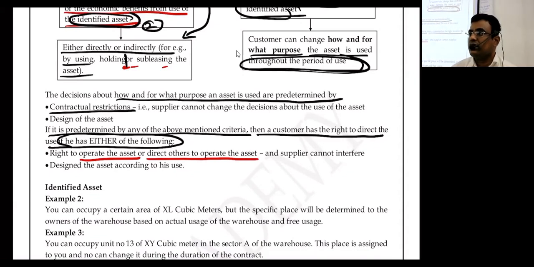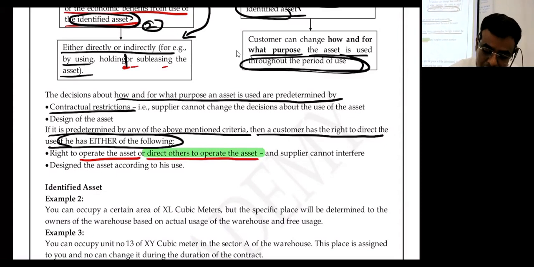Now who is controlling the asset? The supplier. So lease or not a lease? Not a lease. Please understand. Right to operate the asset: I operate the asset, I have rights. Or direct others to operate the asset. Hello, my dear friends, directing others, that may be the supplier, or maybe a student, or maybe another vendor, or maybe other technical people, but I can direct.